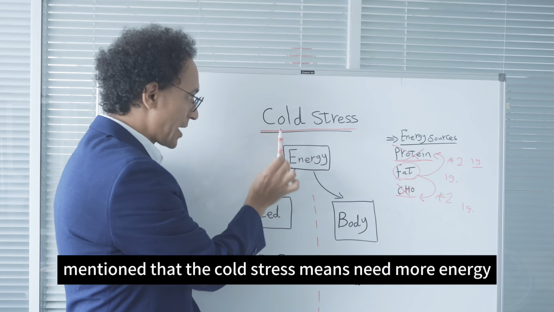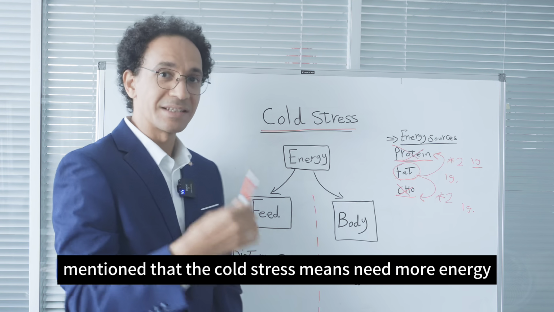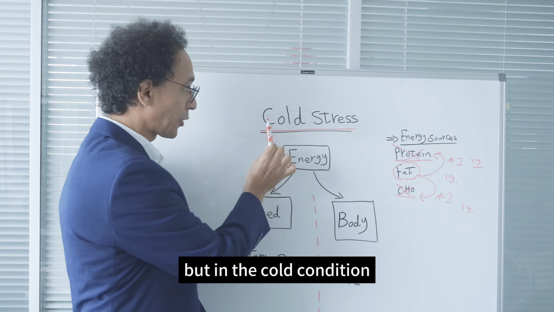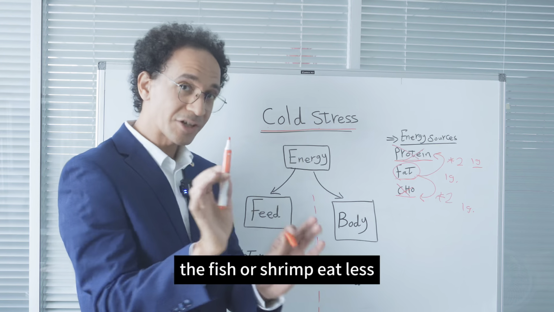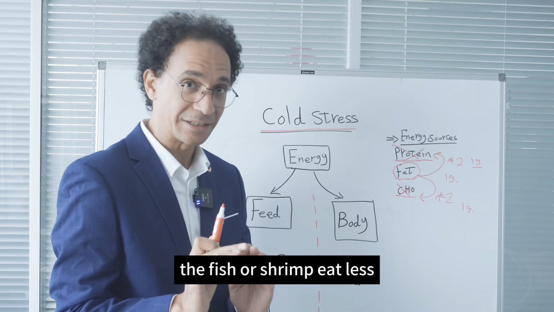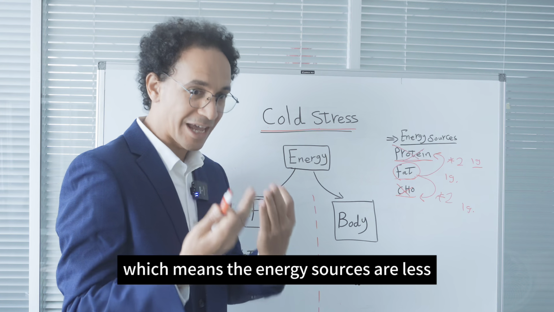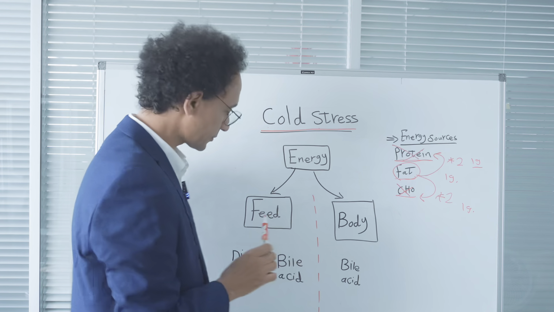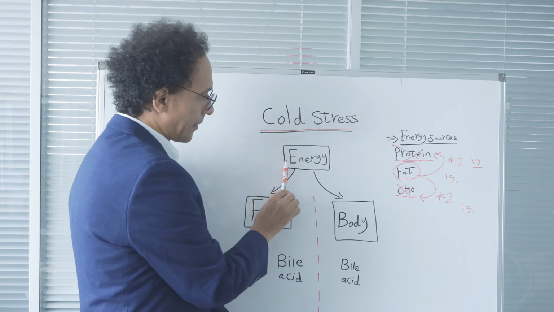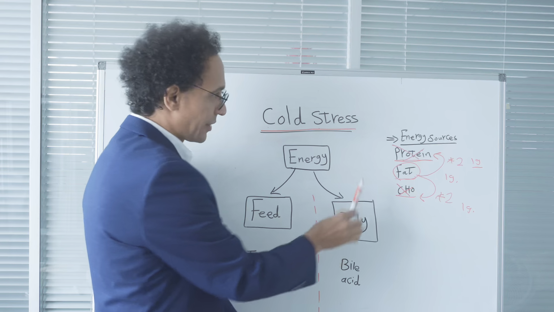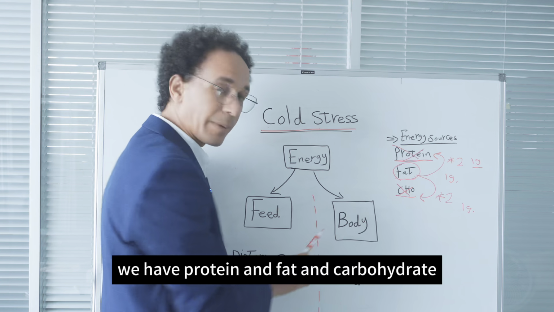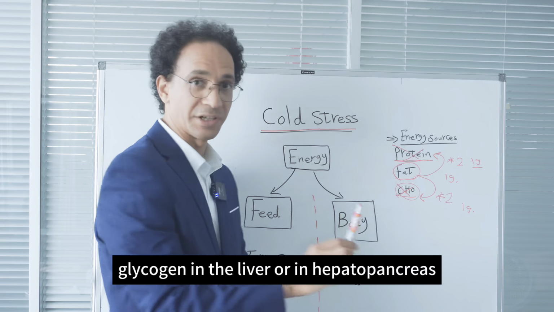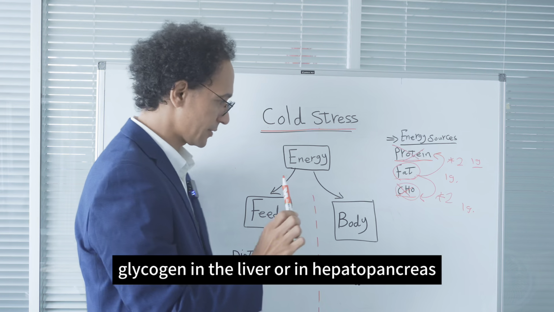Let's go back to cold stress and its mechanism during wintertime. As we mentioned, cold stress means the animal needs more energy. This energy comes from the feed. But in cold conditions, the fish or shrimp eat less, which means the energy sources are less. But in the body, we have protein, fat, and carbohydrate, of course in the form of glycogen in the liver or in the hepatopancreas.